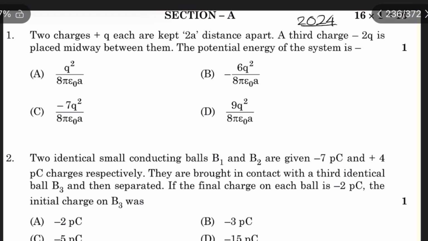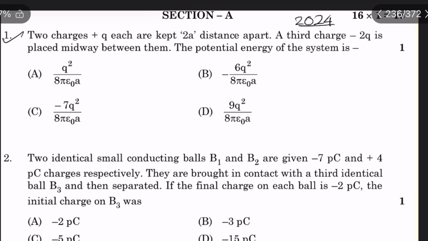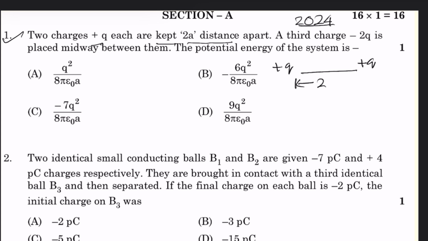First question. Two charges plus Q are kept a distance apart. So this is plus Q, suppose, and this is plus Q. The distance of separation between the two charges is 2a. A third charge minus 2q is placed midway. So at the center, minus 2q charge is kept. Find the potential energy of the system.